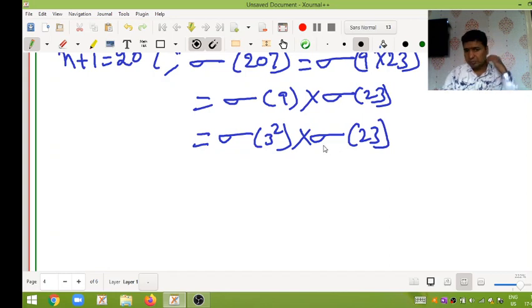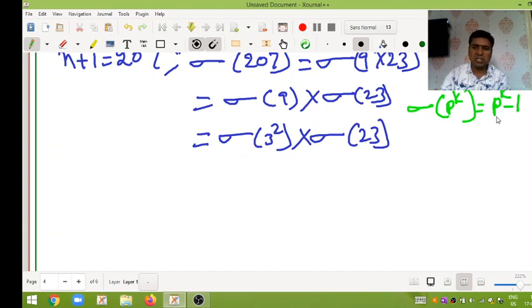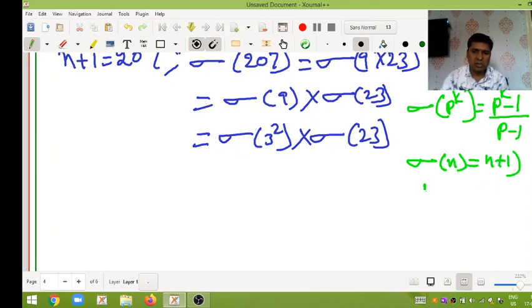We all know 23 is prime. So two formulas are there. Sigma of p power k, see here I am writing two formulas. Sigma of p power k is nothing but p power k plus 1 minus 1 divided by p minus 1. Again this one, sigma of 23, is prime. So its value sigma of n is equal to n plus 1 when n is prime.